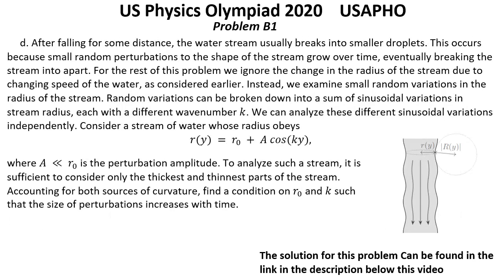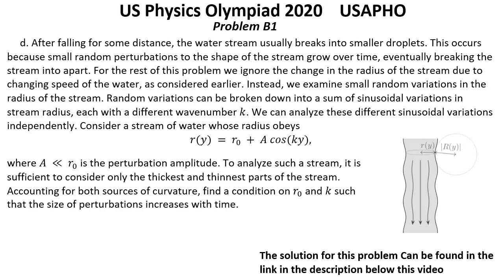Question D. After falling for some distance, the water stream usually breaks into smaller droplets. This occurs because small random perturbations to the shape of the stream grow over time, eventually breaking the stream apart. For the rest of this problem, we ignore the change in the radius of the stream due to the changing speed of the water, as considered earlier.